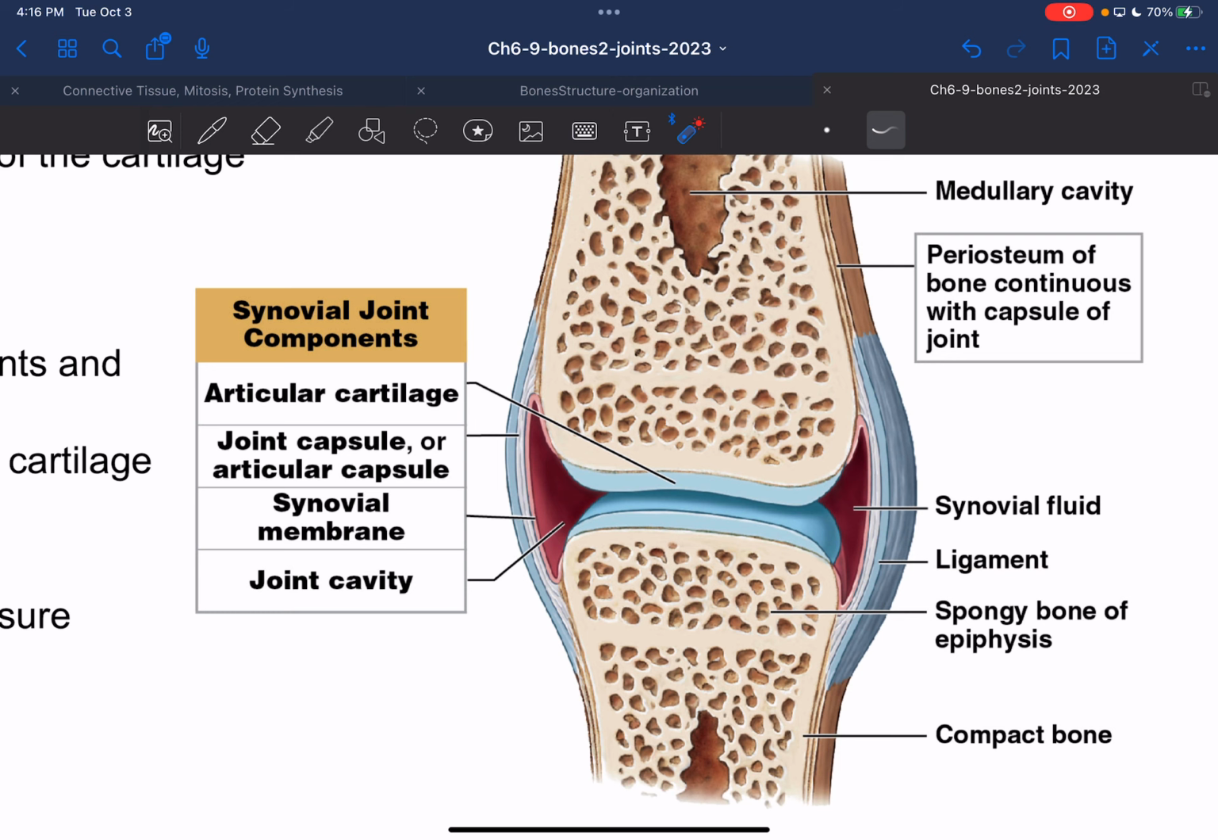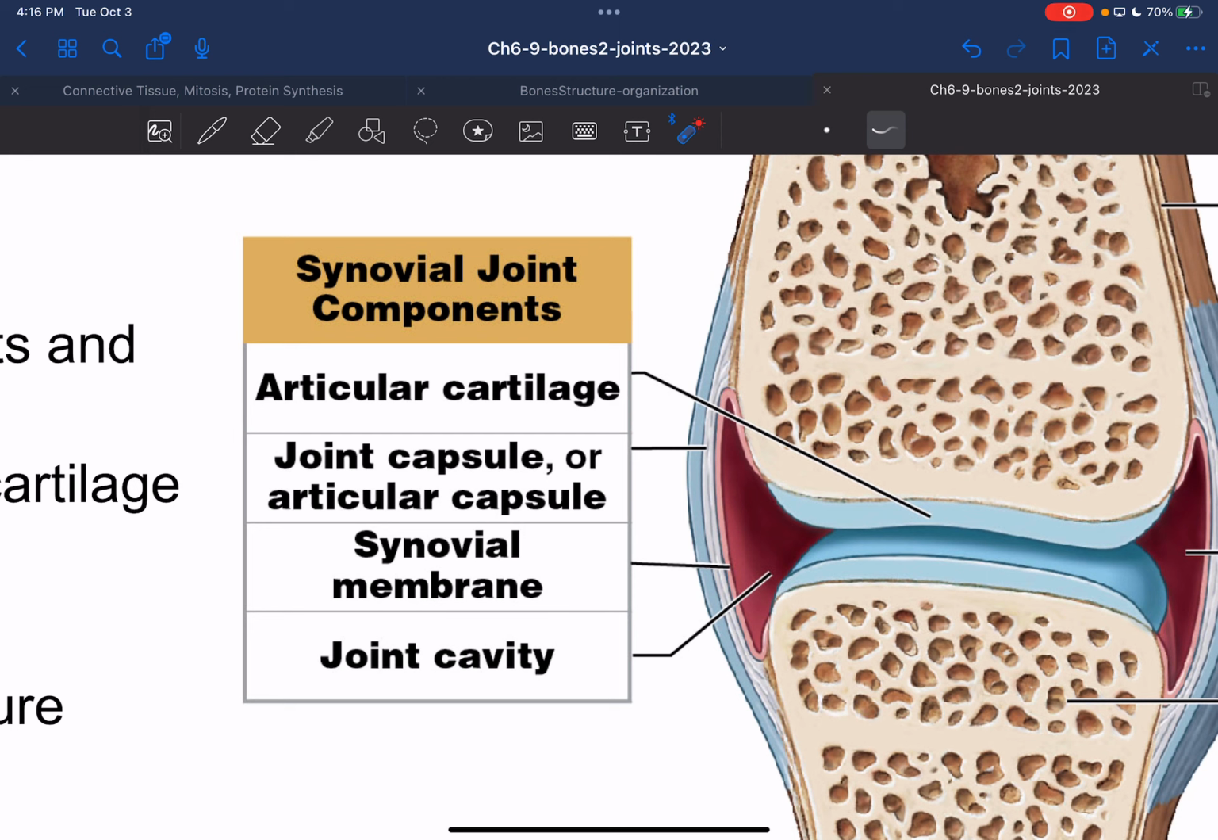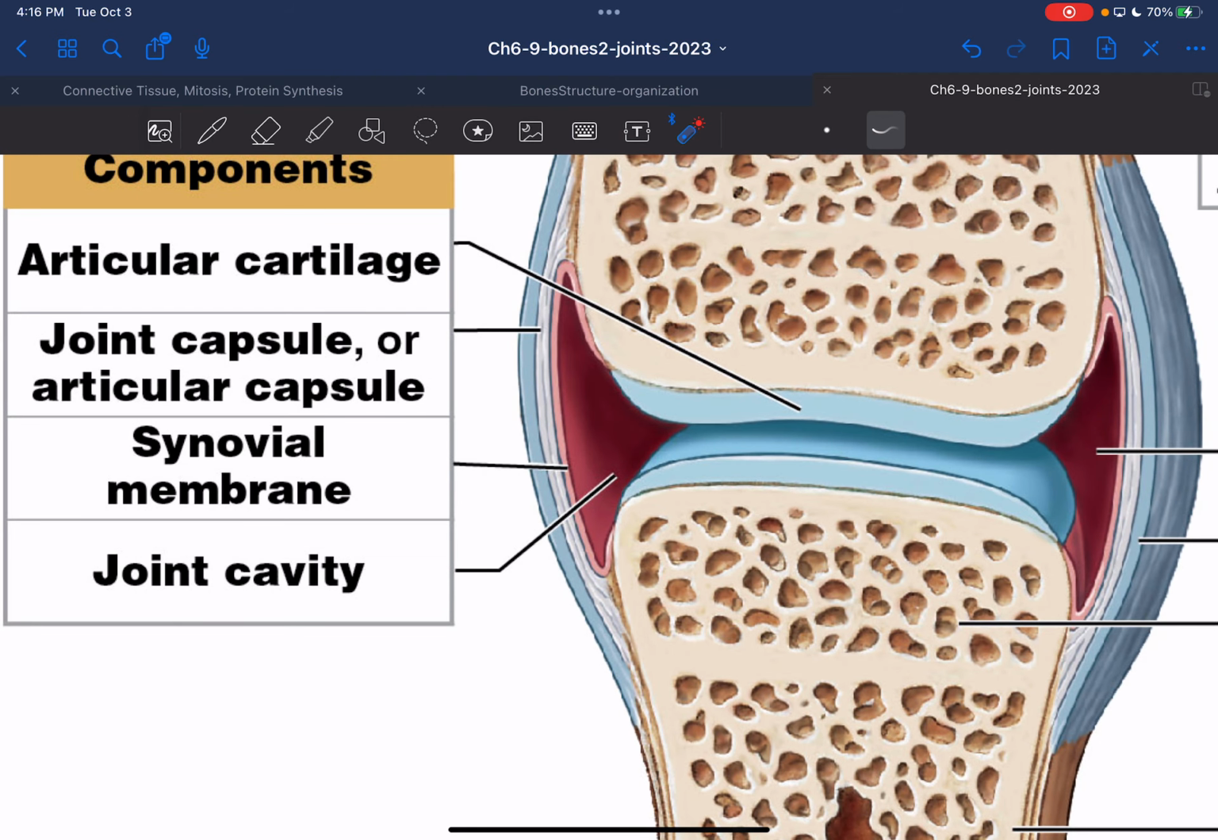And as we look inside, we're going now from superficial, and now we're going deeper. Once we've gone through the ligaments, we are now looking at this other layer. That layer is going to be called the joint capsule or the articular capsule. And it's going to be the capsule that, again, is going to surround the articulation.